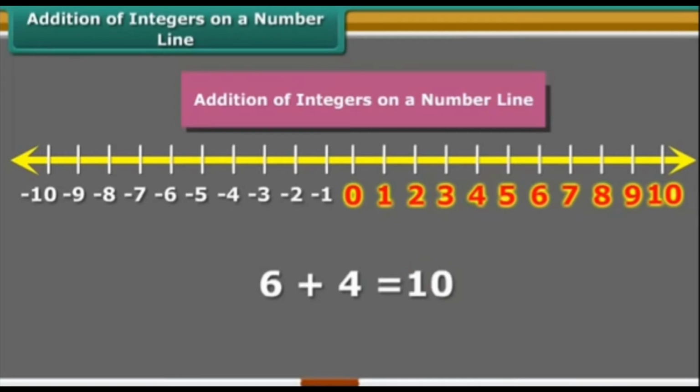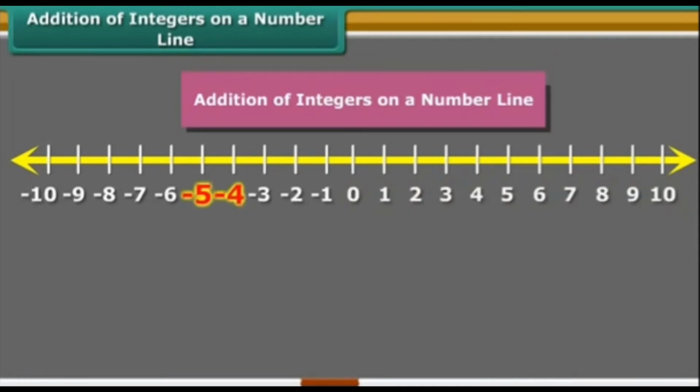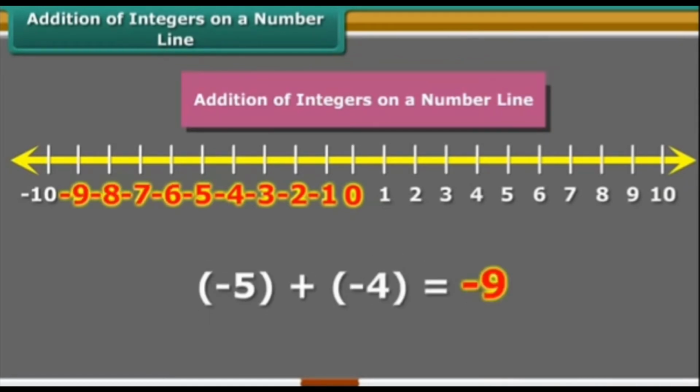Let us add two negative numbers, -5 and -4, on the number line. In this case, first we move 5 steps to the left of 0, reaching -5, and then we move 4 steps to the left of -5 and reach -9. So we see when we add two positive integers, their sum is a positive integer. When we add two negative integers, their sum is a negative integer.